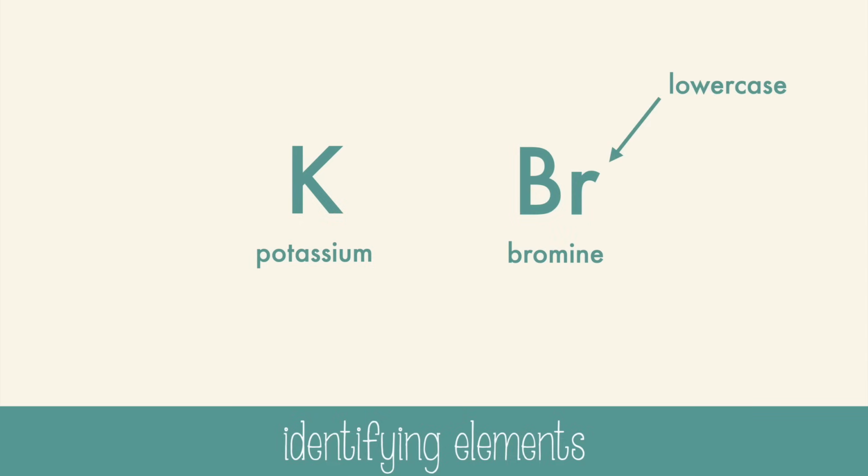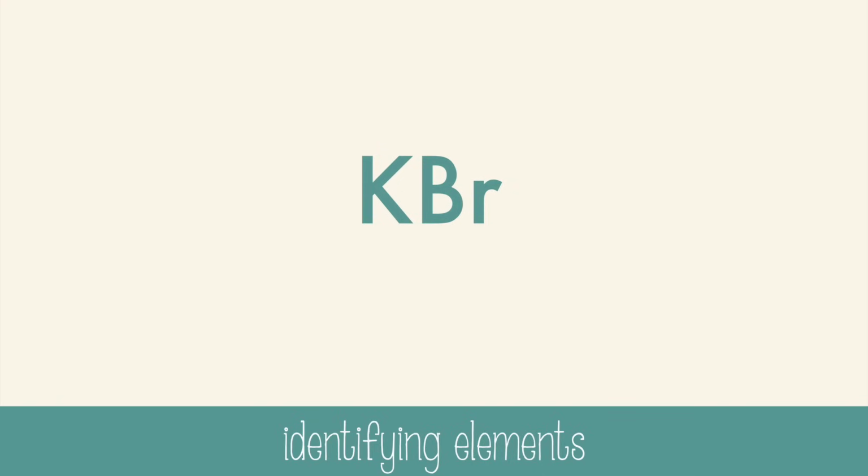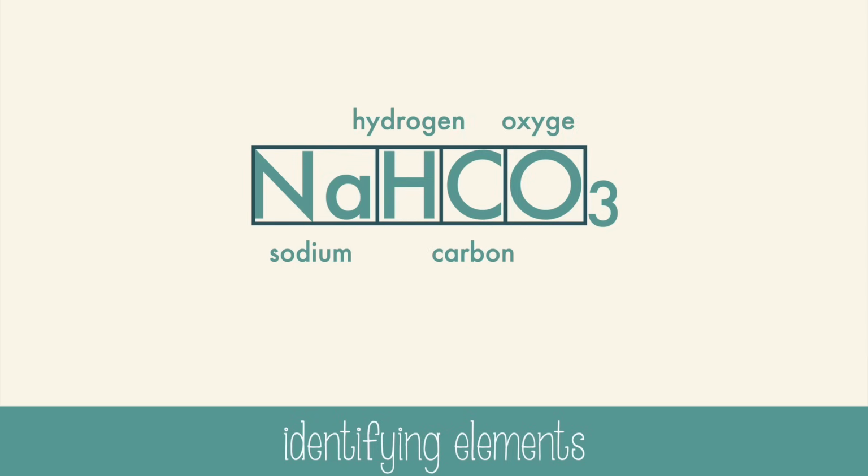This helps you identify the elements in a compound, like this one. There aren't 3 atoms here just because there are 3 letters. There are only 2, potassium and bromine. In an even more complicated formula, you can still find the elements by carefully looking out for those lowercase letters. They go with the capital letter before them. So we have sodium, hydrogen, carbon, and oxygen.